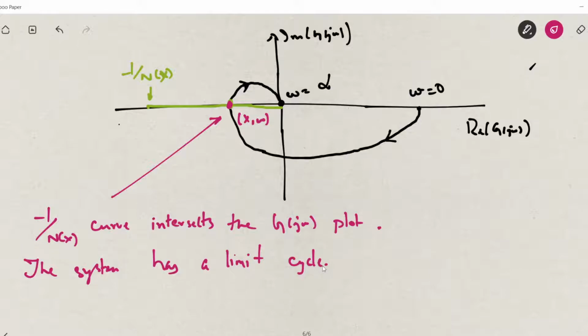Now as far as the frequency and the amplitude of oscillation of the limit cycle is concerned, we need to find out the values of X and omega. So we know that the angle of G(jω) is equal to minus tan inverse of omega by 1 minus tan inverse of 0.1 omega by 1, and since it is squared, this becomes minus 2 tan inverse of 0.1 omega. So this is the phase of the system, and at this particular position the phase is equal to minus 180 degrees.